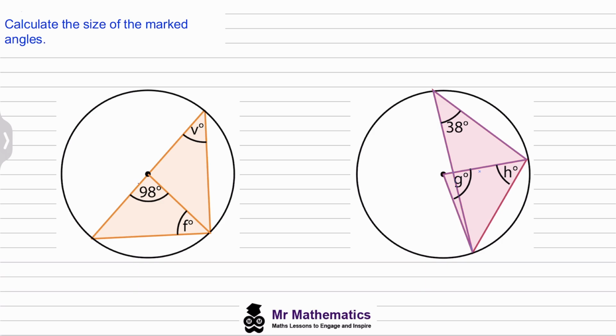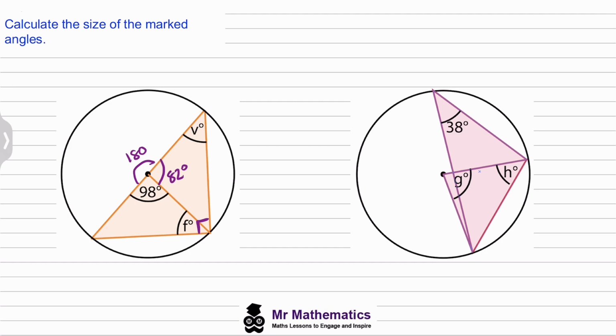Okay, so we've got the angle at the centre, 180. So this will be 90 degrees. This is the right angled triangle in the semicircle. We also know we've got angles on a straight line here. So this will be 180 minus the 98. This will be 82 degrees.